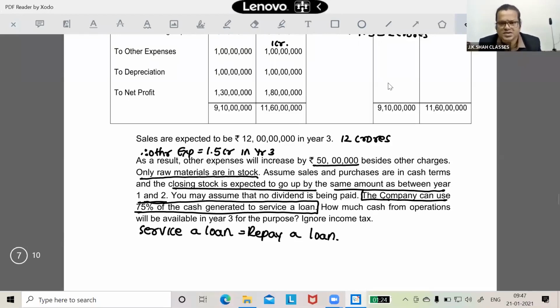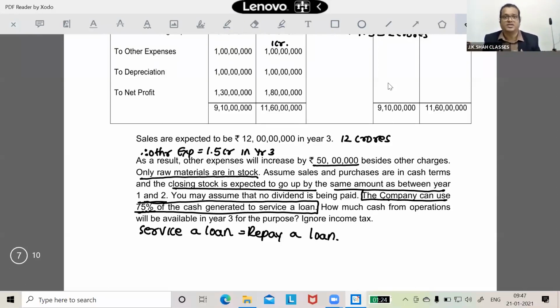Now sometimes students understand that this is an internal matter. Company can decide how much percent cash to be used. Sometimes students have come asking me, sir, where is this provision written in the Companies Act? There is nothing like that. This is a general understanding that I have some amount of money and I decide how much percent of it should go to the loan.